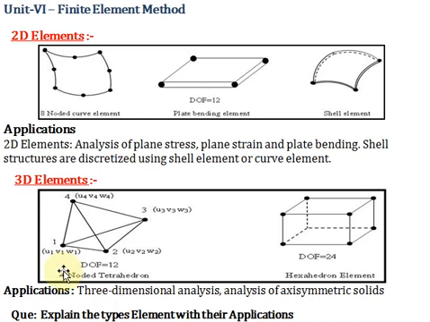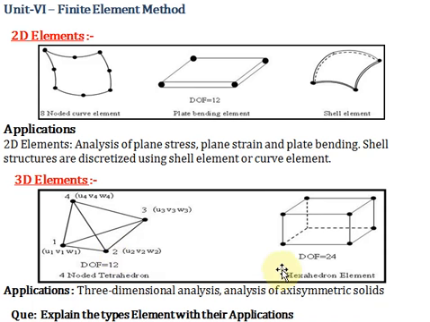Then we see the three-dimensional element. The example is four-noded tetrahedron. In three-dimensional, the degree of freedom at each node is 3. That is in x direction, y direction, and third one is in z direction. So here as the four nodes are there, at each node 3 degree of freedom. So total degree of freedom for a four-noded tetrahedron is 12.